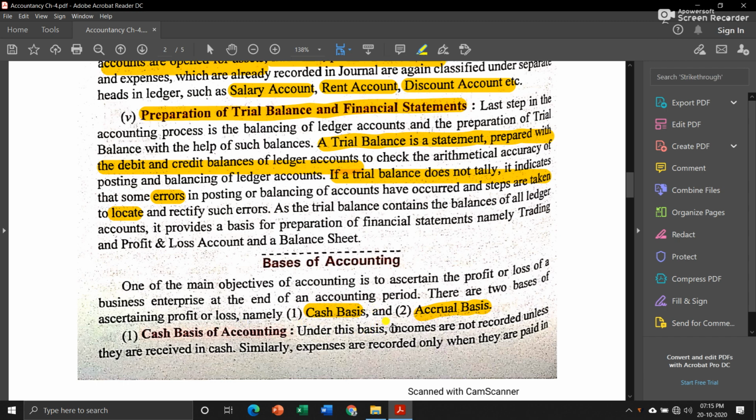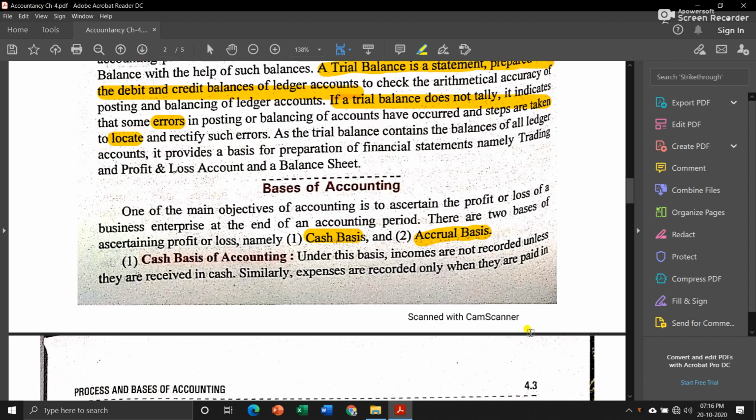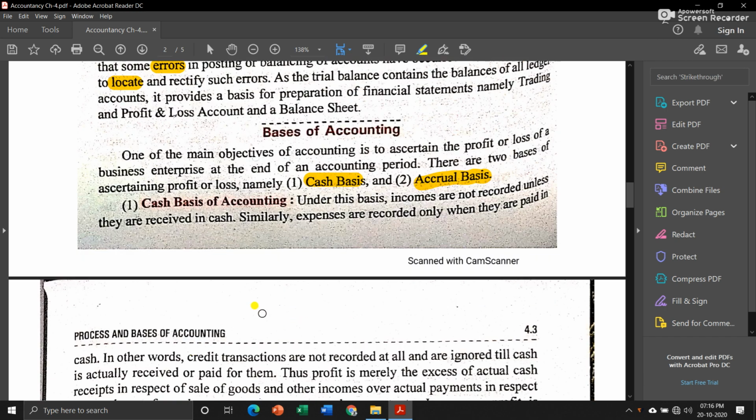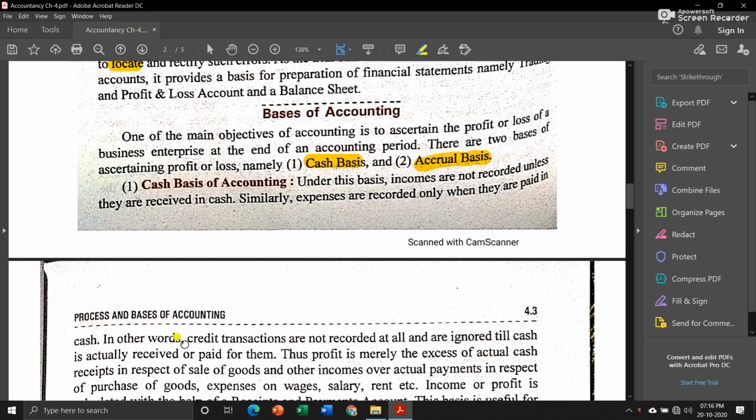Now under this basis, incomes are not recorded unless they are received in cash. Similarly, expenses are recorded only when they are paid in cash. Means until and unless you haven't made the payment or you haven't received the payment and received the cash, you will not record it in your books. This is meant by cash basis of accounting. If you have received cash, then you will record it, but if you haven't received the cash yet, that means that transaction will not be recorded in your books.